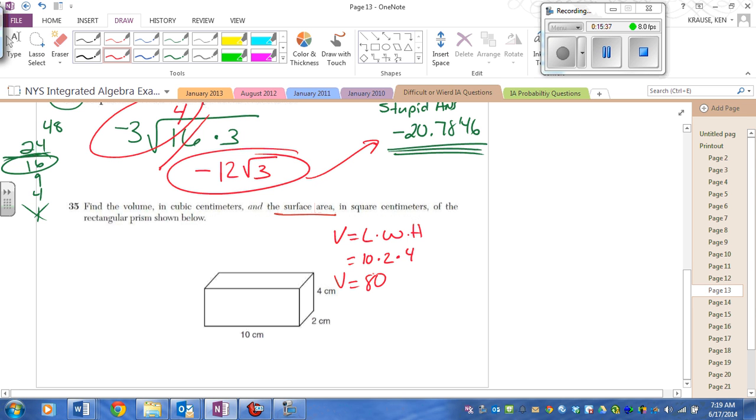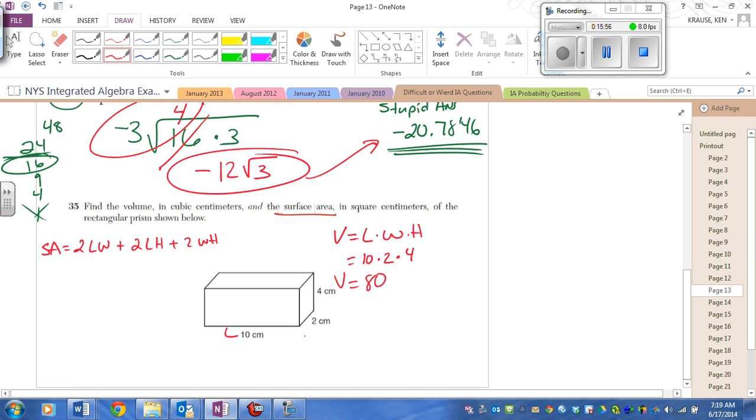So surface area is a little more tricky. But there's a formula. I'm going to do it without the formula, but I'm going to write down the formula. It's 2 length widths plus 2 length heights, it's on your formula sheet, plus 2 width heights. And you can just plug these in.